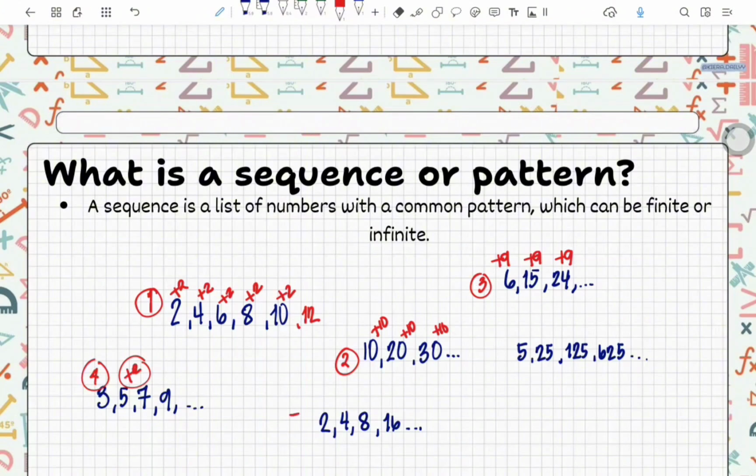How about numbers 5 and 6? What should we do to 2 to get to 4? We have to multiply, so times 2. 4 times 2 equals 8, times 2 equals 16. So the pattern is that the next number should be multiplied by 2. In here, multiply by 5, multiply by 5, multiply by 5. Now, this is a sequence or a pattern because the next number will follow a pattern that goes on infinitely or finitely.